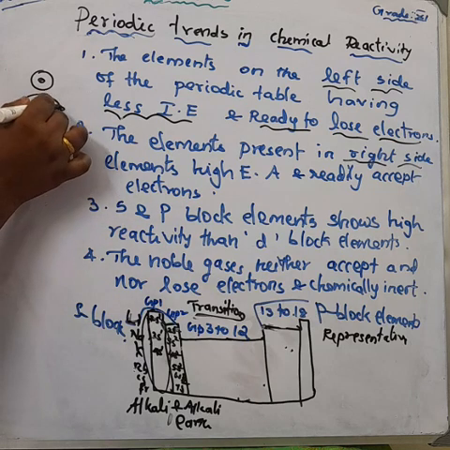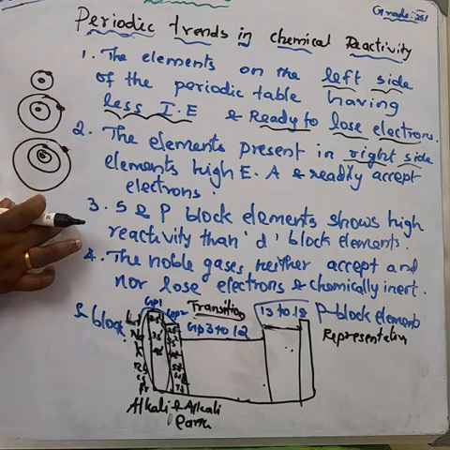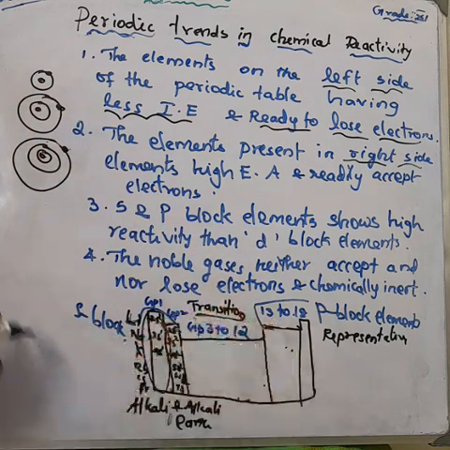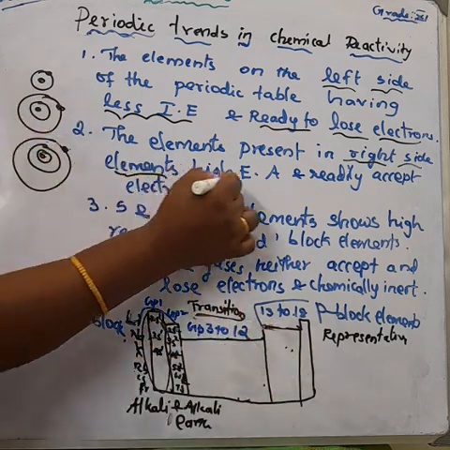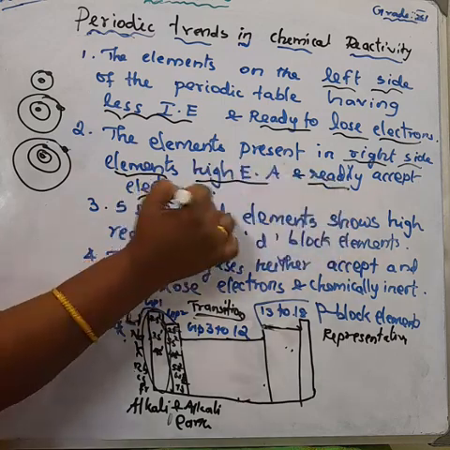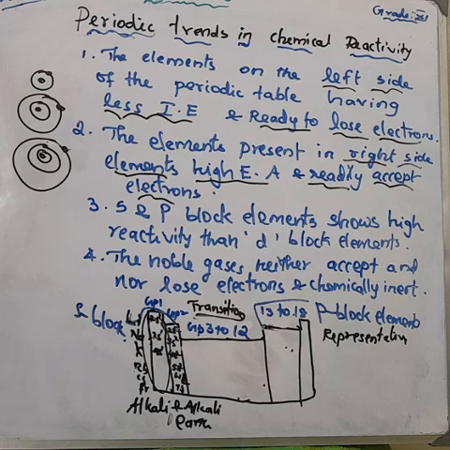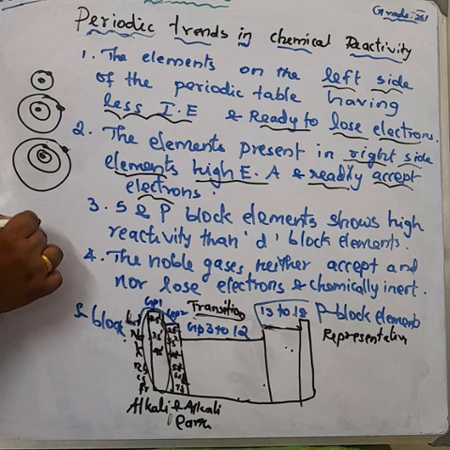What is the second point? The elements present on the right side have high electron affinity and readily accept electrons. What do you mean by electron affinity? Electron affinity means the amount of energy released by adding an electron to an outermost orbit.